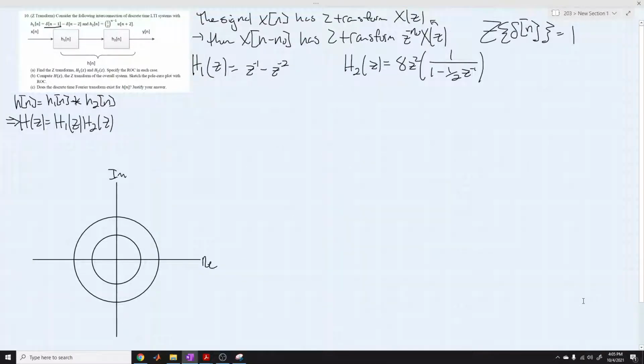Now, for the region of convergence, we do not want these functions to blow up to infinity, so that's where we have to be careful. If we look at z to the negative 1, that's equal to 1 over z, and we don't want that to be equal to 0, right? And when does that happen? Well, that happens as z goes to infinity. And for z squared, it's pretty much the same thing. So the magnitude of z cannot equal infinity there.